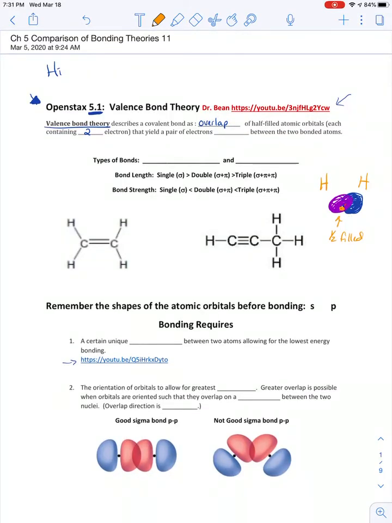All right, so those are your half-filled atomic orbitals, and they yield a pair of electrons shared. Hey, this is covalent chemistry, so we're shared between the two bonded atoms. So when they make this kind of a shape, they can jump in and out of each other's space. So like that one can go there and they can move all over. Y'all good? Hopefully you're good.